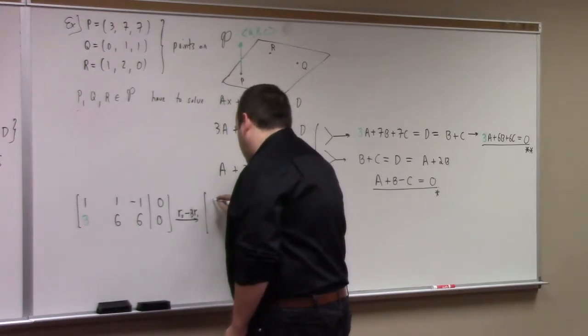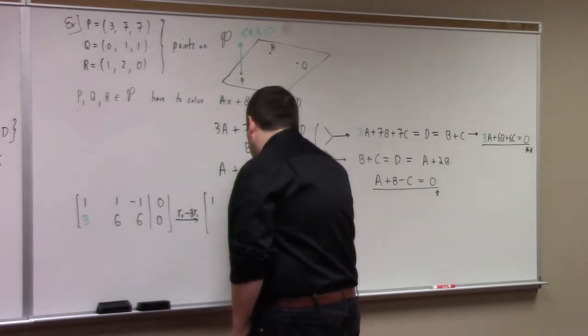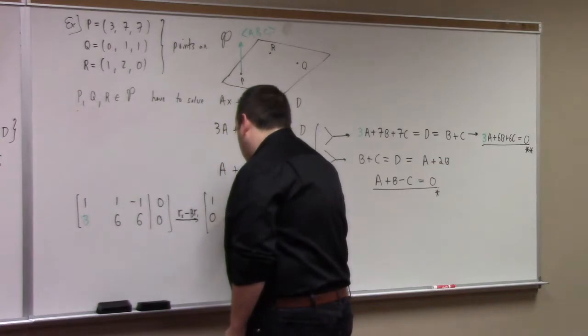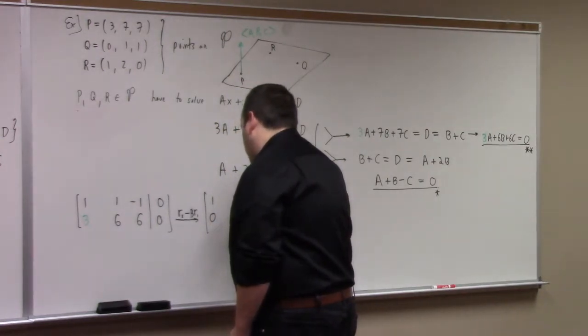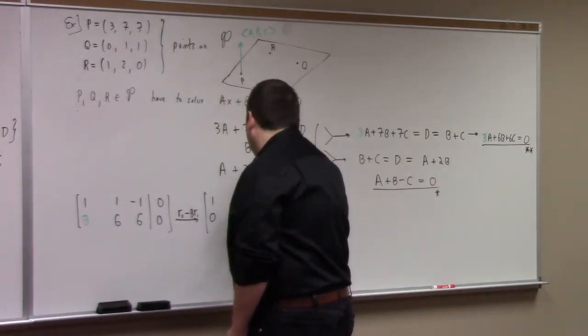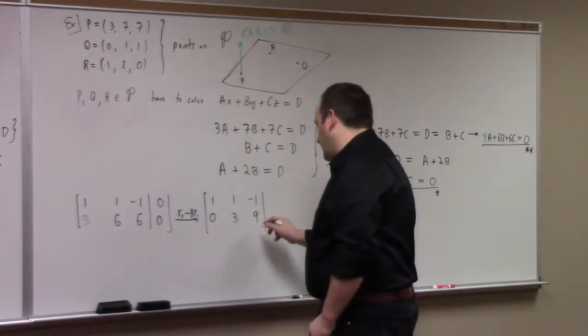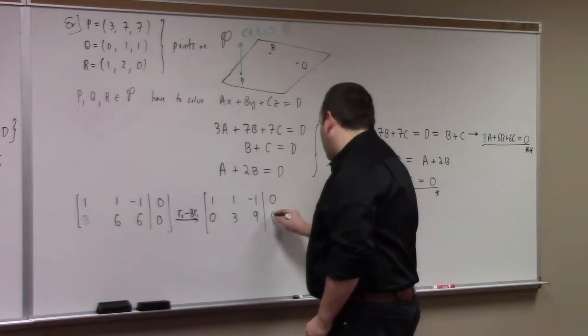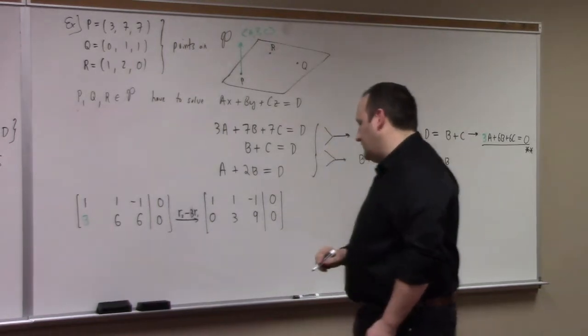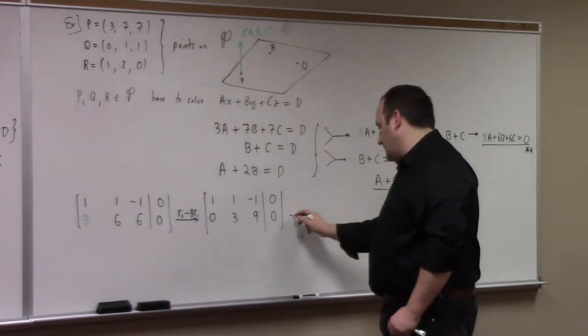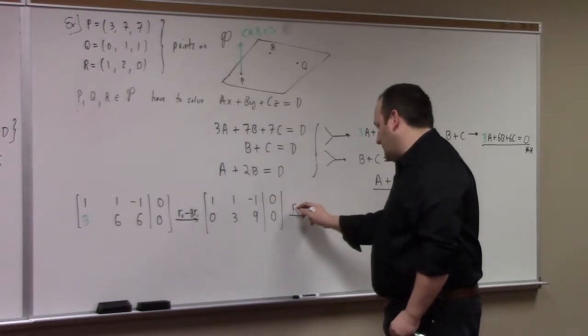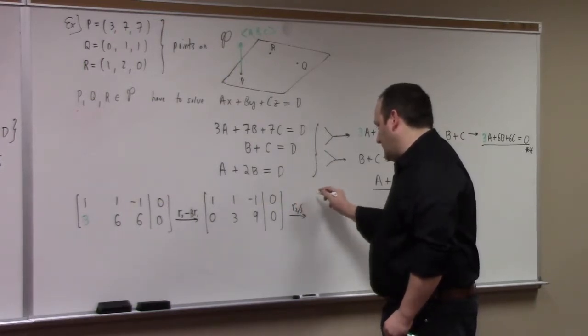What do we get? We get 1, 1, minus 1, 0. 6 minus 3 is 3. Oh, yeah, sorry. And then how about a 9? That last column is easy. It stays 0. And then, let's see here. This is row 2 divided by 3.